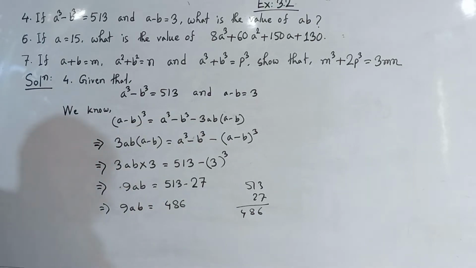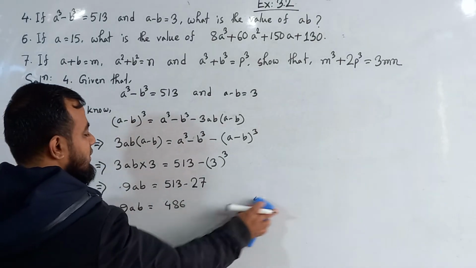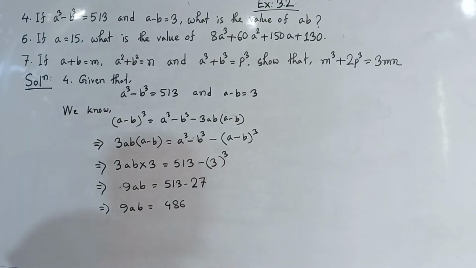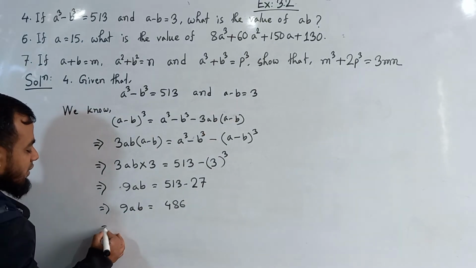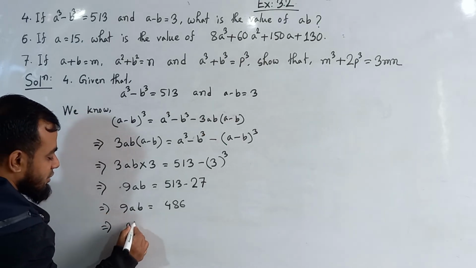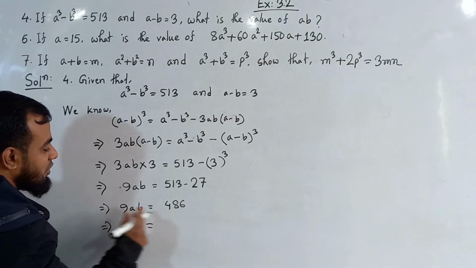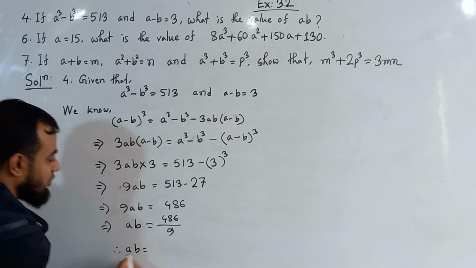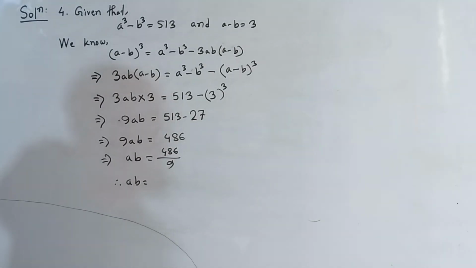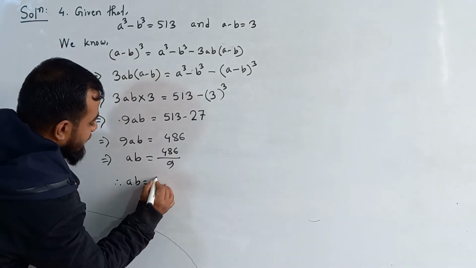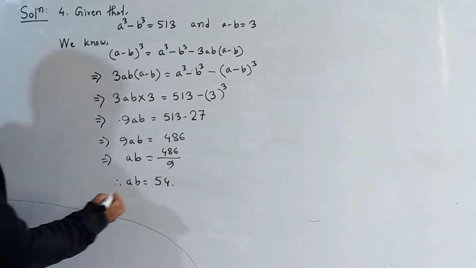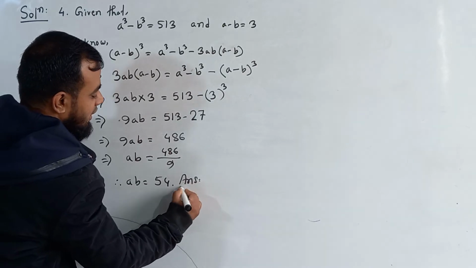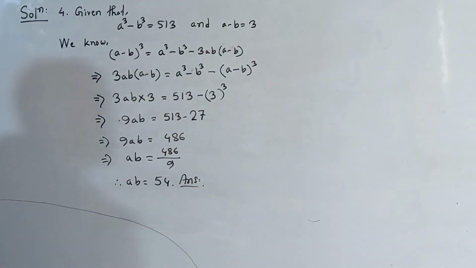Now, students, we need to omit this 9 on the left-hand side. So we can divide both sides by 9, or we can transfer this 9 to the right side. If we transfer it, since it was multiplied with ab, it will divide 486 by 9. Therefore, the value of ab will be the division of these two. Using the calculator, 486 divided by 9 is equal to 54. So the value of ab is 54. We have got it. This is our required answer. I hope you have understood this solution, dear students.